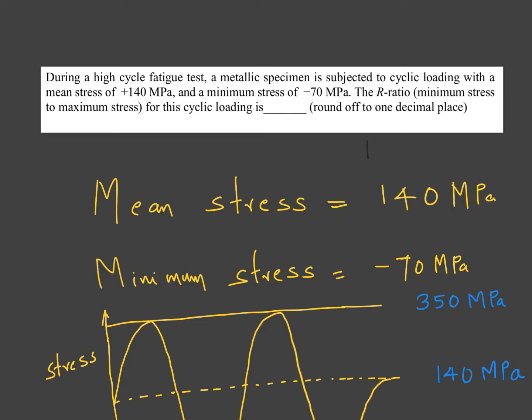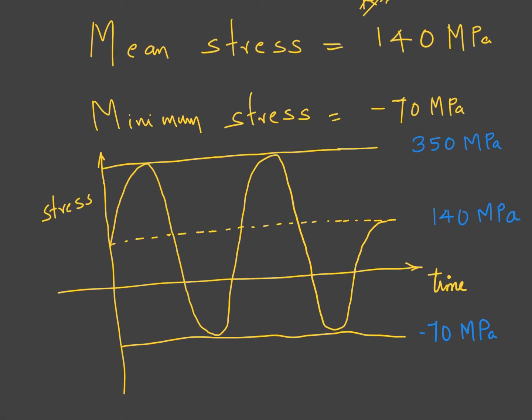The moment they give you the definition of R ratio, the question fairly boils down to simply plug and check. They are telling you it's a high cycle fatigue test, so you can simply plot all these things in a curve like this. As you can see over here, the stress is varying in a cyclic fashion, or sinusoidally, whatever way you would like to call it. Then we have a mean stress of 140 MPa and the minimum stress is minus 70 MPa.